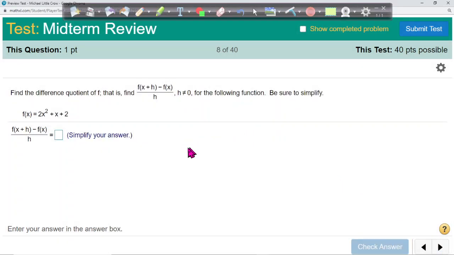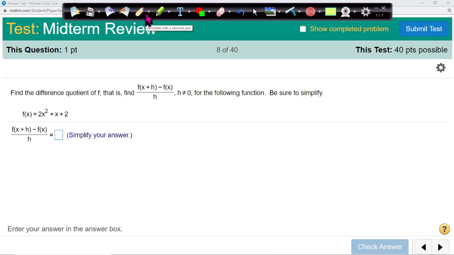8. The difference quotient. So they just want us to plug all of this in. Again, this is setting us up for calculus. So let's go ahead and do this one. You'll see why you're doing all this right now. It's really a slope formula, but we're going to need this part, and then we just subtract the function as it is.